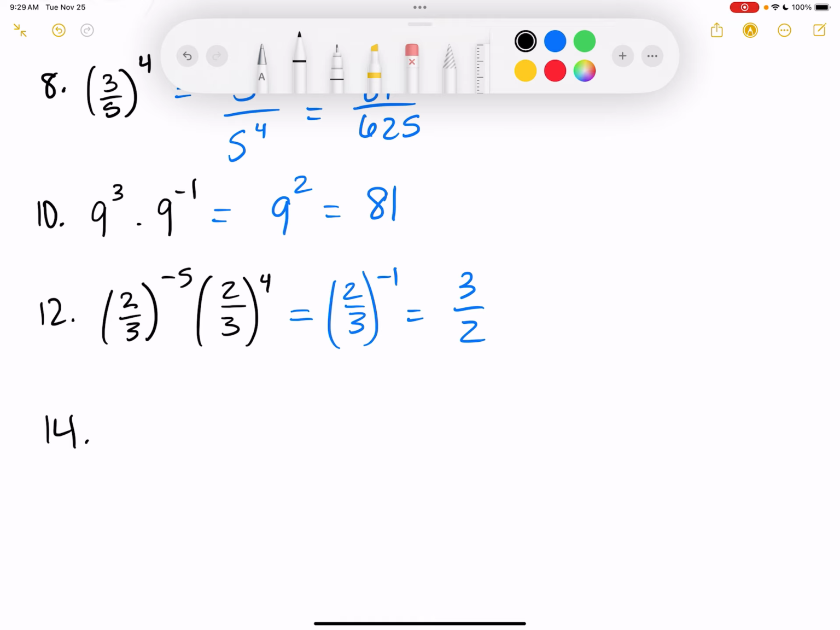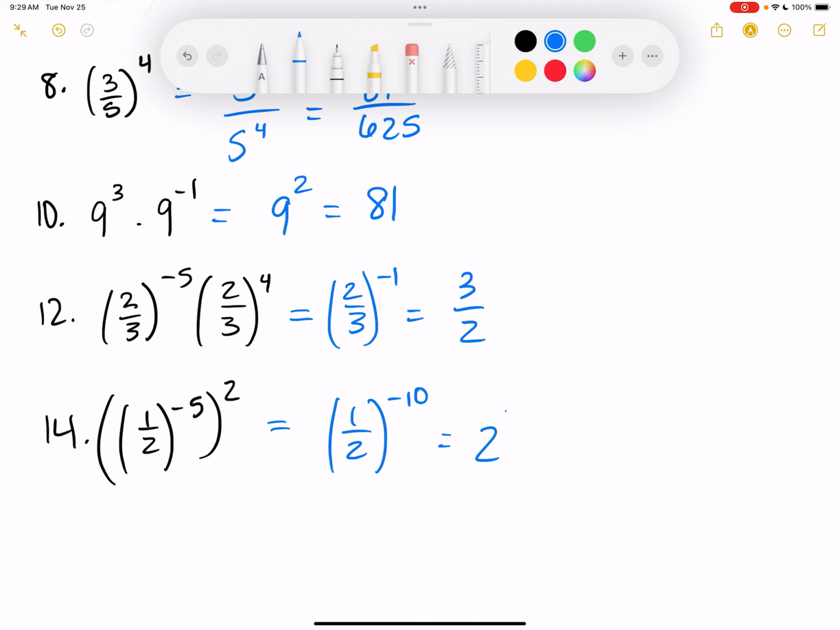14. 1/2 raised to the -5 raised to the 2. Parentheses first. You have a power raised to a power, so what do we do? Multiply them, so it's -10. So 1/2 to the -10. If I have a fraction being raised to a negative exponent, I just flip the whole fraction. So it should be 2 to the 10.